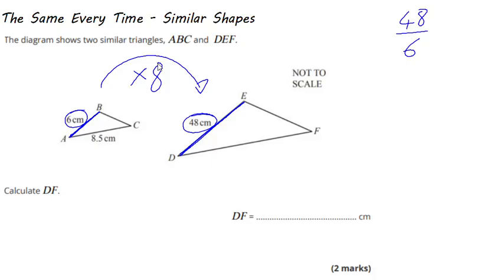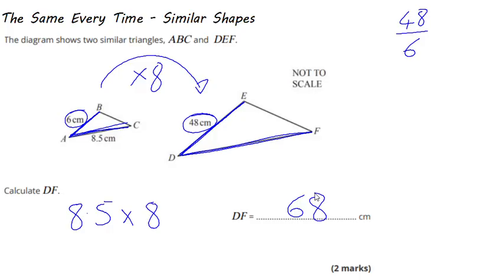So what do they want? The side D to F. So they want this side just here, the side D to F. I have this side here, it's 8.5. So to go from the smaller side to the bigger side, I multiply by the scale factor, which is 8. So 8.5 times 8 gives me 68 centimeters.